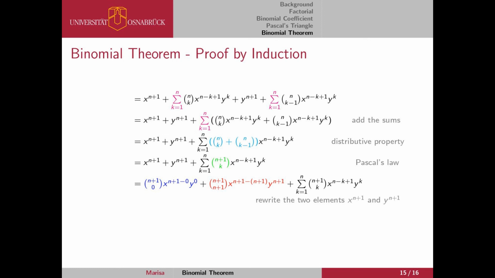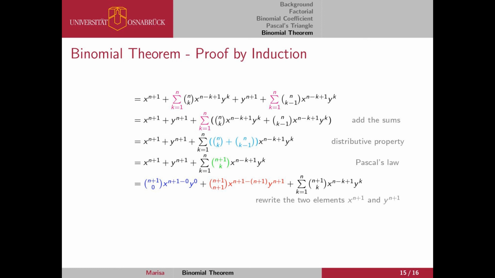So we can rewrite x to the power of n plus 1 as n plus 1 over 0, because this is 1, times x to the power of n plus 1 minus 0 times y to the power of 0. And this term is exactly the same as before, just that it's written in a bit more complicated way, but the result is still the same. It is still x to the power of n plus 1.